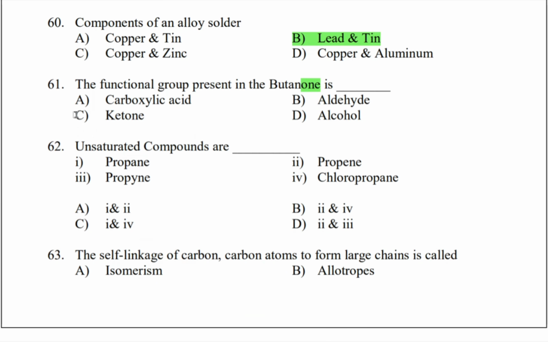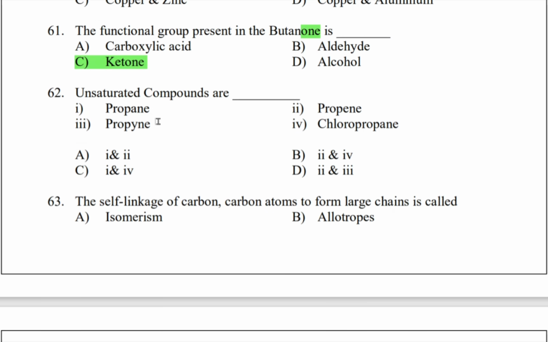Next question. The functional group present in butanone is the ketone group. The unsaturated compounds are propene and propyne.